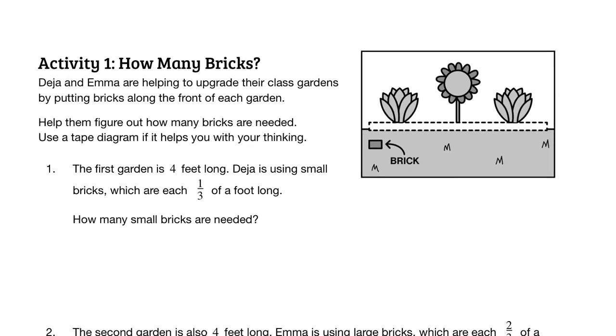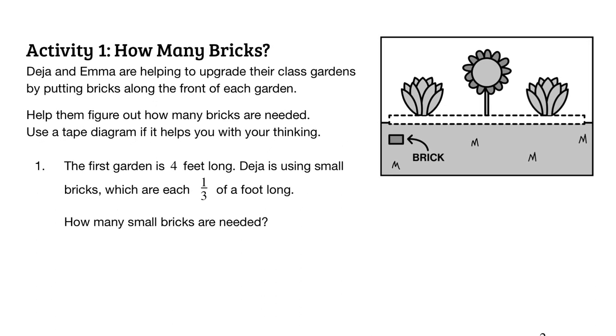So here's the situation. Deja and Emma are helping to upgrade their class garden by putting bricks along the front of each garden. Help them figure out how many bricks are needed. Use the tape diagram if it helps your thinking.